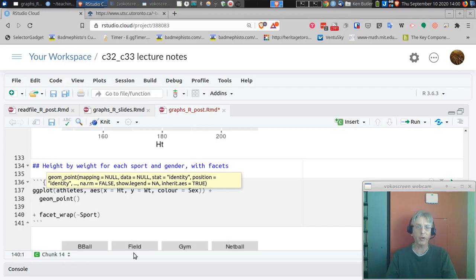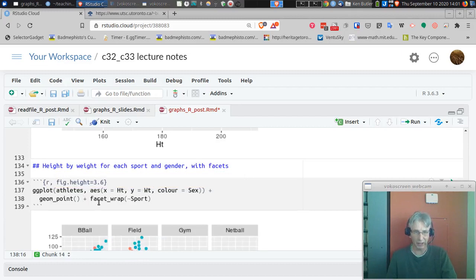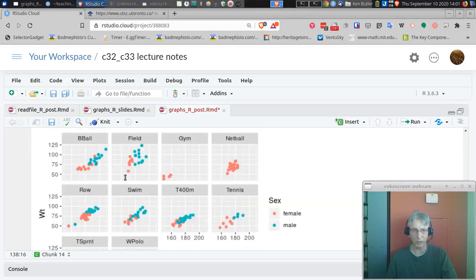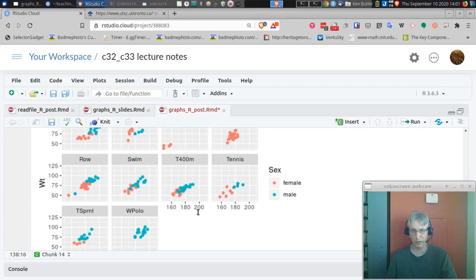So now if I want to do this separately for each sport at the end, I add in this code here. Facet wrap, squiggle, and then the thing I want separate plots for, in this case sport. So that will produce, these are called facets, 10 separate graphs, one for each sport.